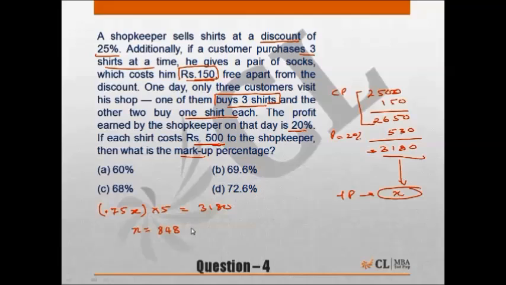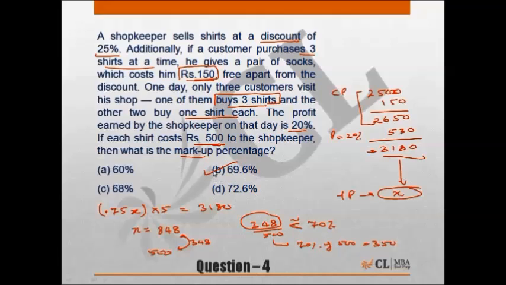So what is the markup? A 500 rupee shirt was effectively marked up by 348 rupees to 848. So the markup percentage will be 348 upon 500 into 100. As a percentage, this will be slightly less than 70%. 70% of 500 would be 350. Since we have 348, your answer should be slightly less than 70%. Hence, choice B is the correct answer.